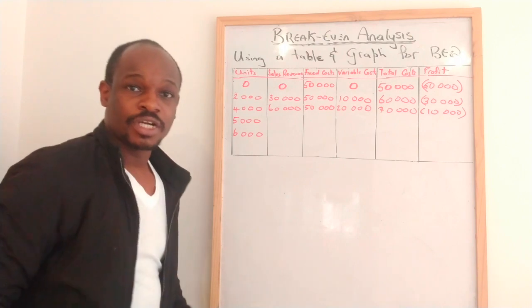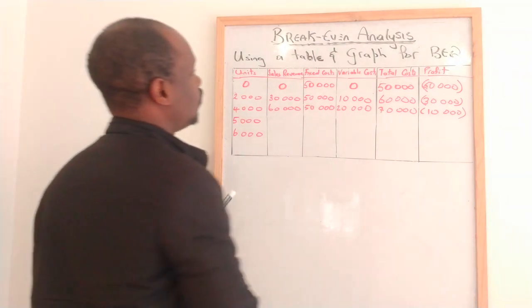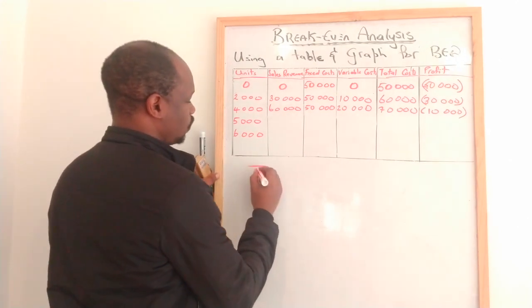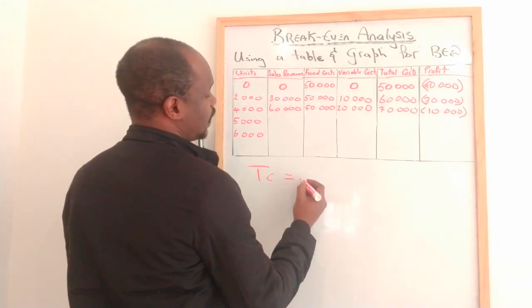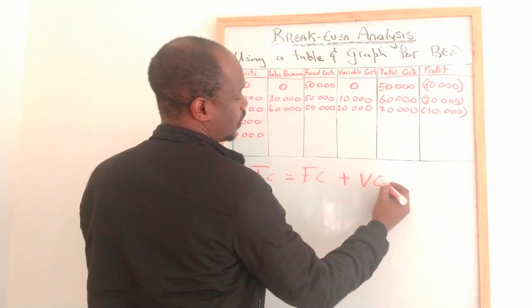So let's make a note of that. Let's find our total cost. We could say total cost is fixed cost plus our variable cost, right?